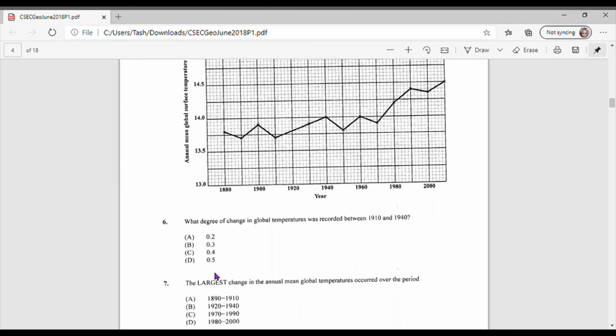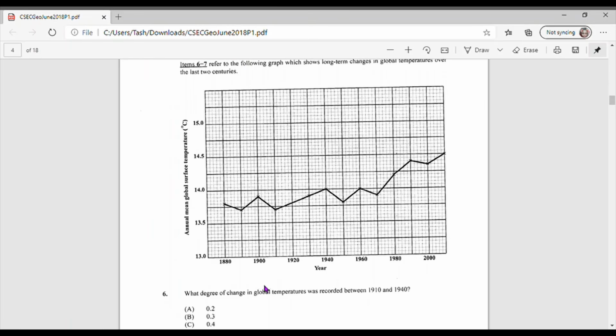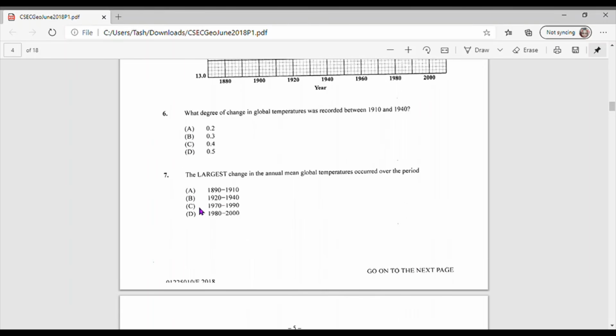Number 7, the largest change in the annual mean global temperature occurred over the period. So we need to find the period that has the largest change. Largest change would have been from here to here. Based on the graph, you can see the sharp increase. So that is between 1970 and 1990. So we can look for that in our response. 1970 to 1990. So that is letter C.